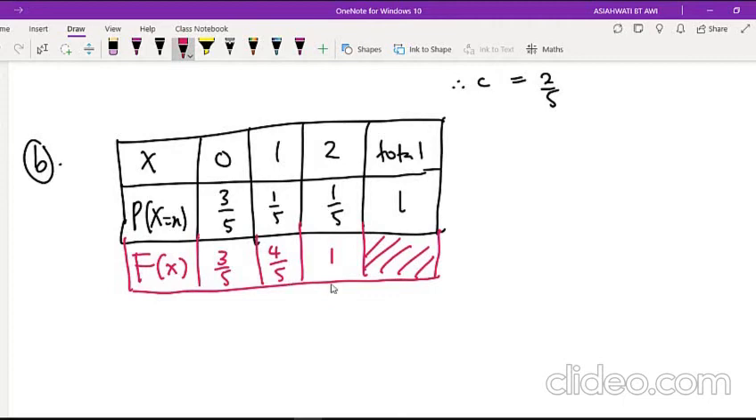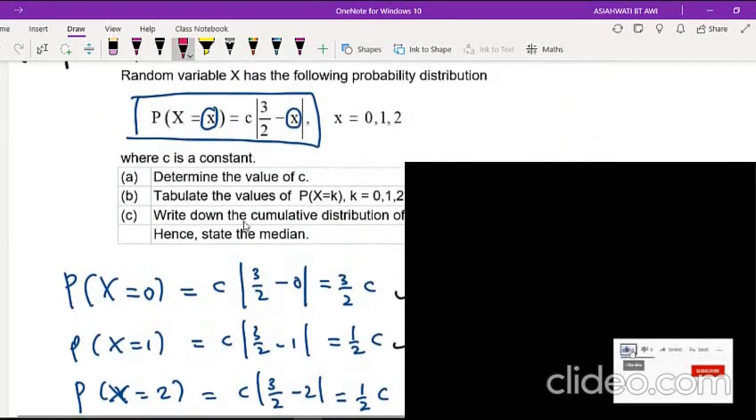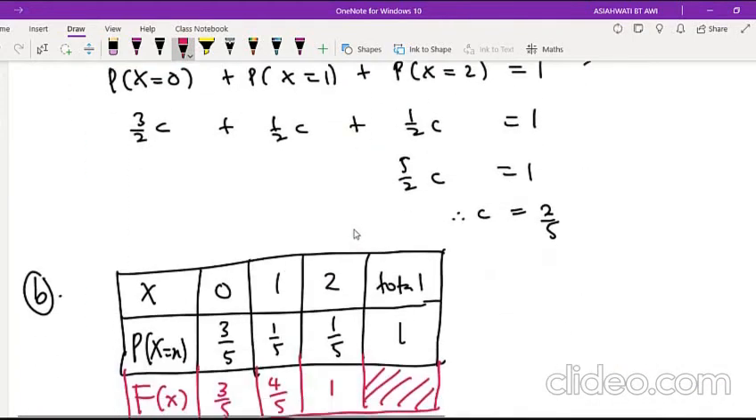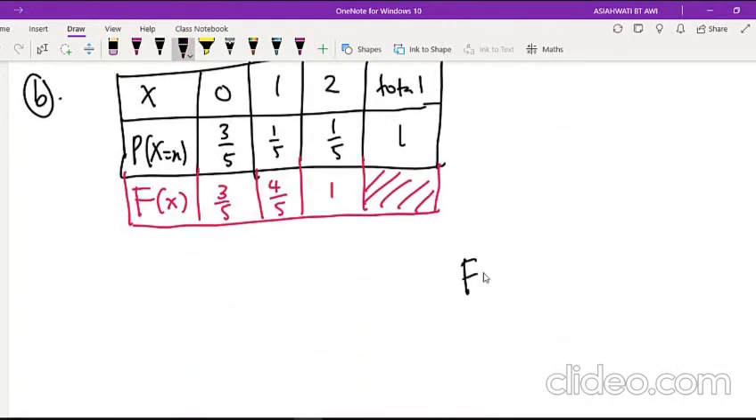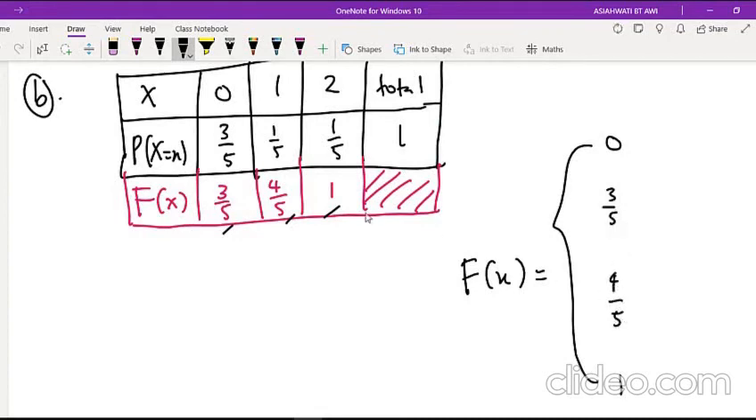So the question asks us to write down the cumulative distribution of x. The cumulative distribution function can be expressed by starting at 0 and adding up to 1. So all the totals in between are the cumulative values of the probability. The first one is 3 over 5, the second is 4 over 5, and then 1.